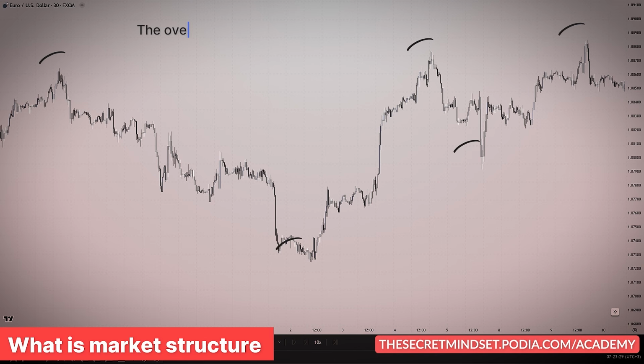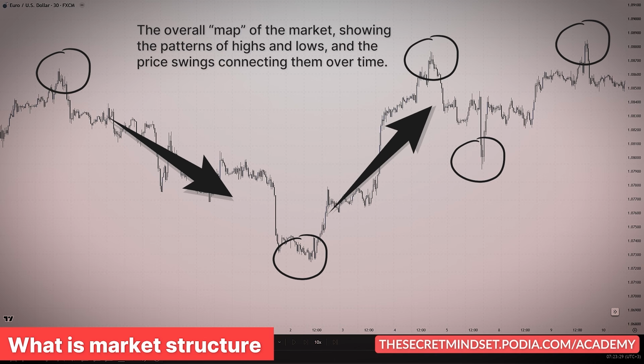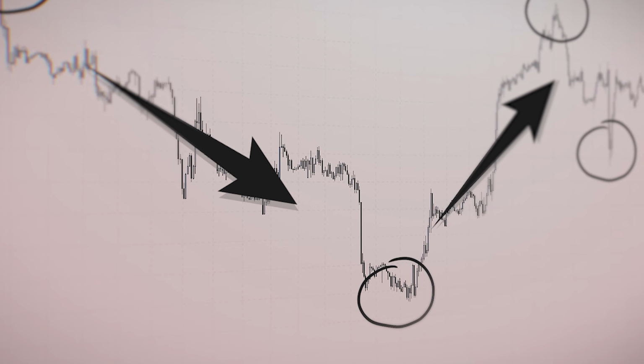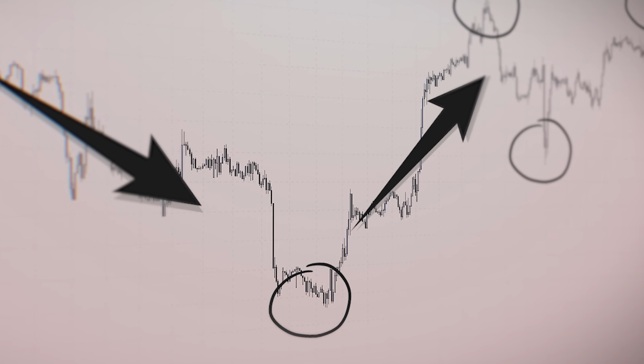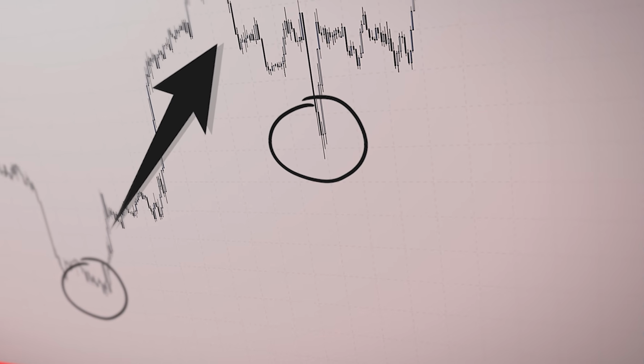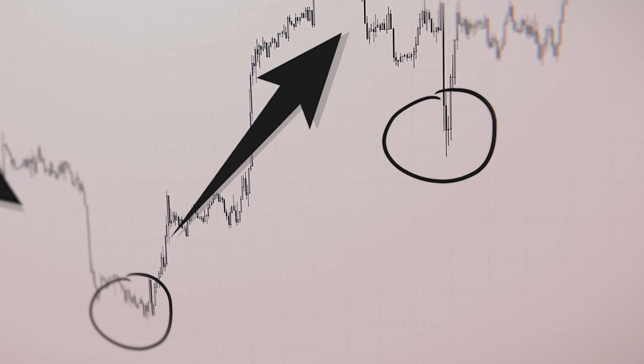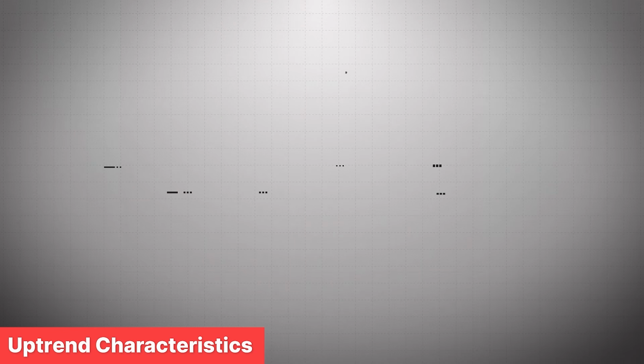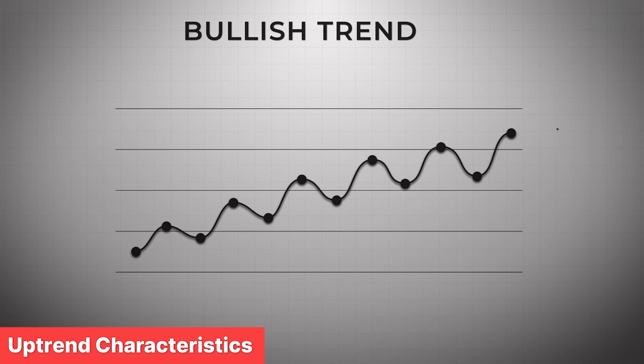Market structure refers to the overall map of the market, the patterns of highs and lows, and the price swings connecting them over time. If you look at any price chart, you'll see the market structure laid out before your eyes, the static record of how price moved in the past. When prices keep rising or falling, that creates a trend.